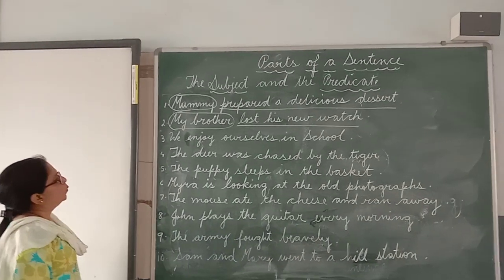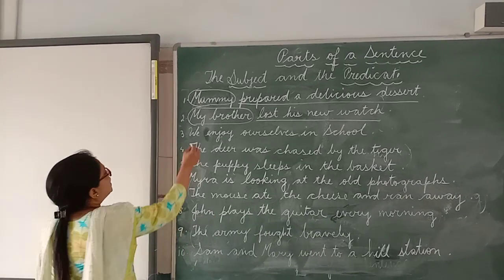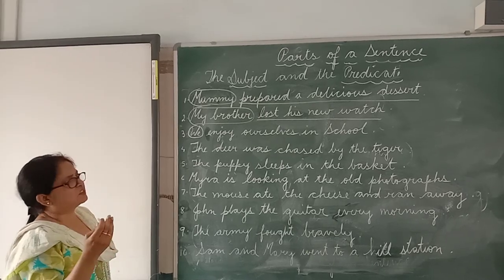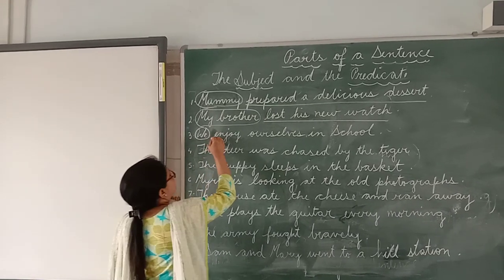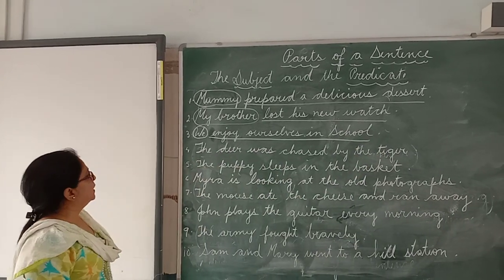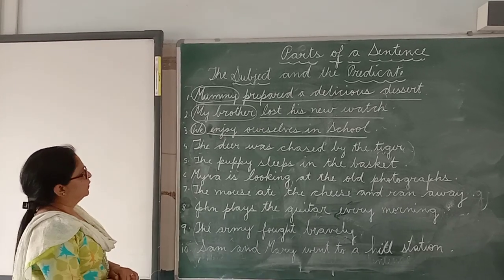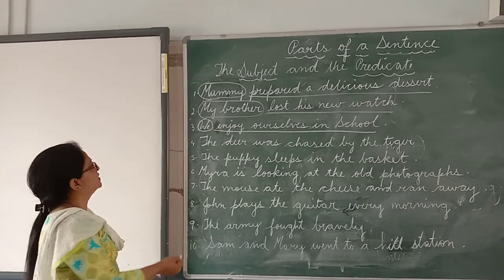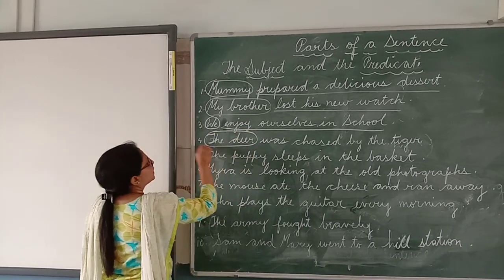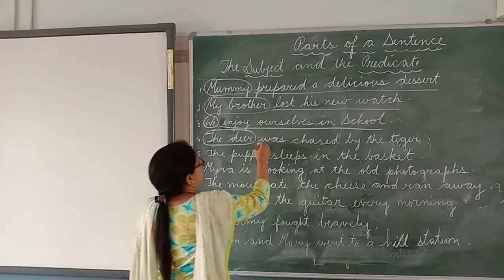Number 3, we enjoy ourselves in school. Here, we is the subject. Enjoy ourselves in school is the predicate. Verb plus rest of the sentence. Number 4, the deer was chased by the tiger. Here, the deer is the subject. So we are going to circle it. Was chased by the tiger is the predicate.